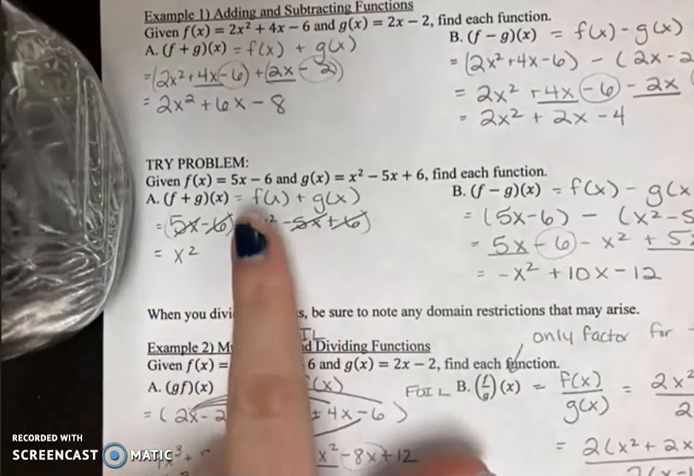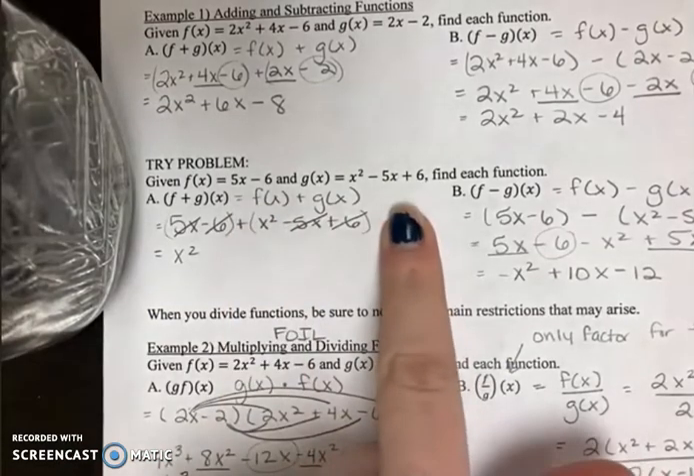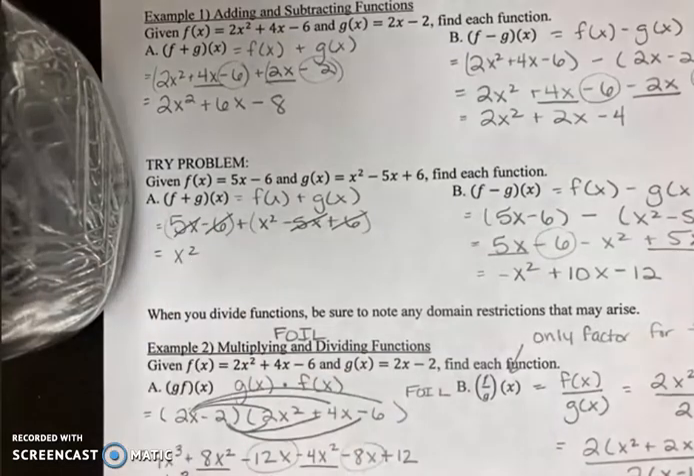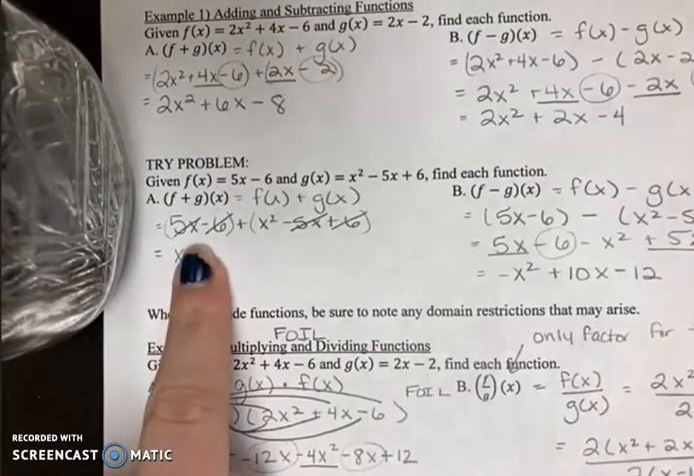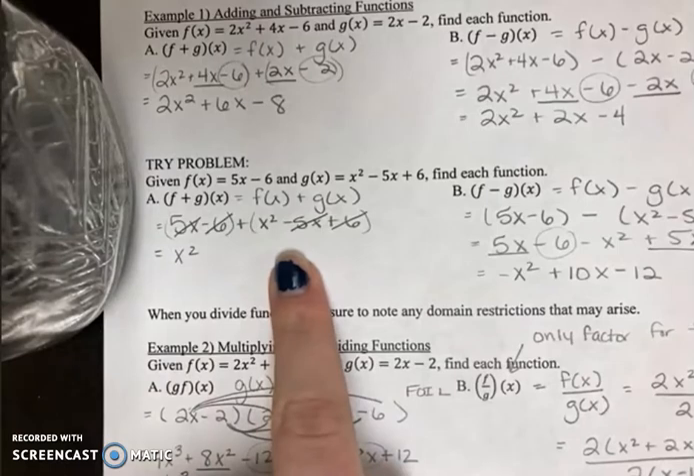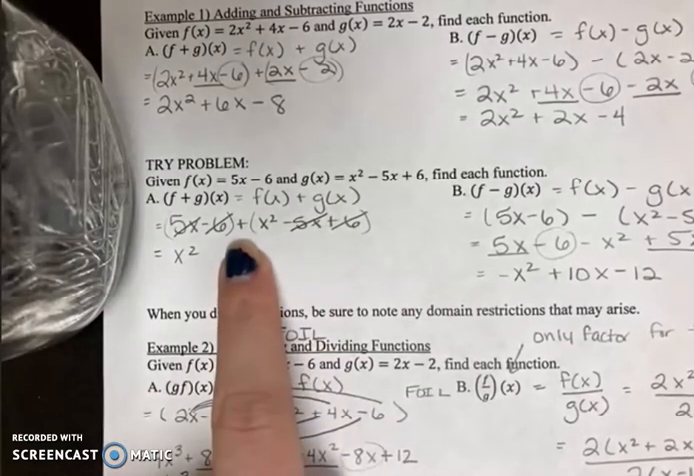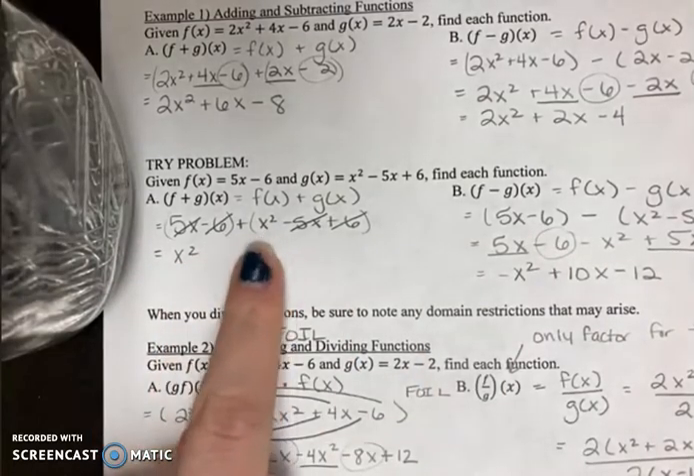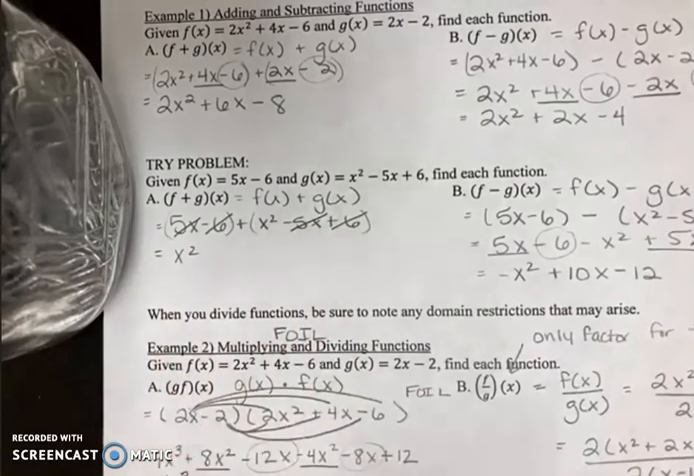For the try problem, we have f of x and g of x. Part A asks for us to add f of x and g of x together. So that gives me 5x minus 6 plus my g of x, x squared minus 5x plus 6. Because it was addition, we could just combine like terms. I would have a positive x squared, but the 5x's canceled and the 6's canceled, so we would just get that x squared there.